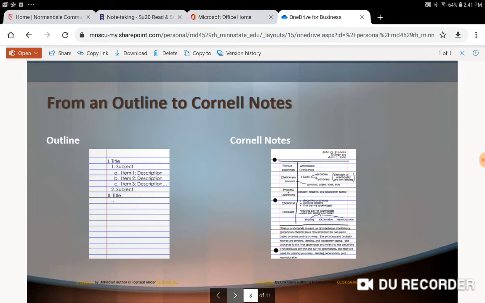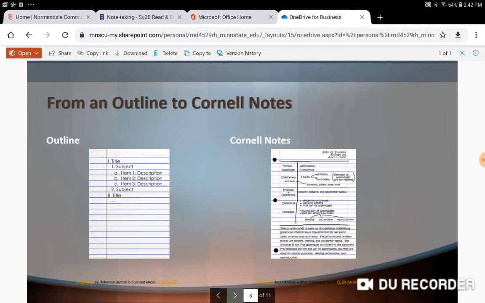Okay, so now I want to talk a little bit about, hopefully you're back from taking notes on the rest of the video, and hopefully it went well. And I want to talk about the difference between an outline and Cornell Notes. So on the left side, you can see an outline, and you see that hierarchy I was talking about when we were taking notes earlier. And on the right, you see Cornell Notes.